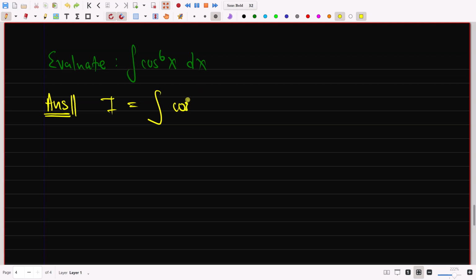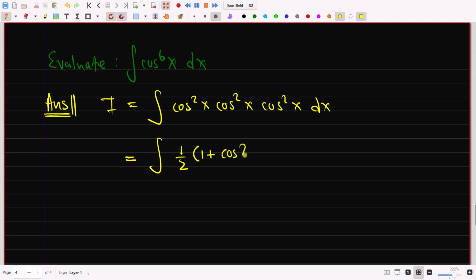So I'm going to have half of what? So I'm going to have half of 1 plus cos 2x. You see that? Then again, I'm going to have another one half 1 plus cos 2x, then dot half 1 plus cos 2x, then dx, like that. Then now the three halves multiply: half, 1 over 4, 1 over 8. We take them out, we get 1 over 8 outside. Then we remain with 1 plus cos 2x all cubed dx.